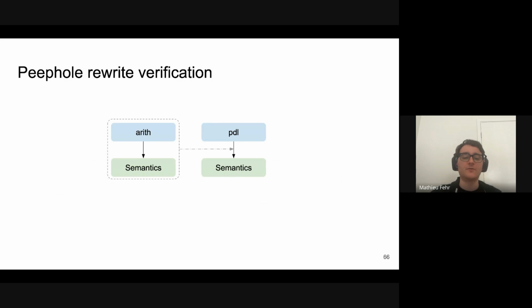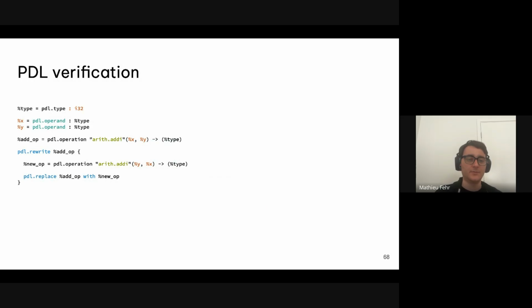If you have a PDL rewrite on Arith, we use a compilation pass inside our compilation pass to say what it means using the Arith semantics, and then we do some optimization. Take a small example, a rewrite that just does commutativity. This is a PDL rewrite. We match a type that is i32. We match two operands of type i32, X and Y. Then we match an operation that is X plus Y, and we rewrite it with Y plus X. So we just replace X plus Y with Y plus X on i32.